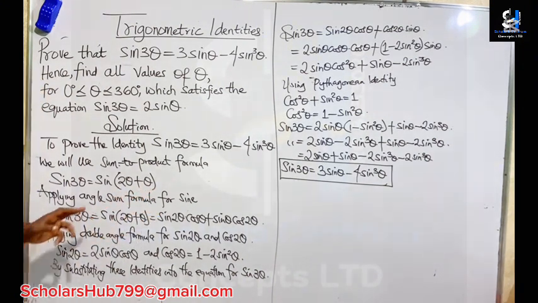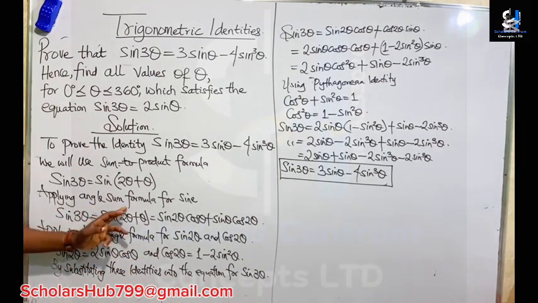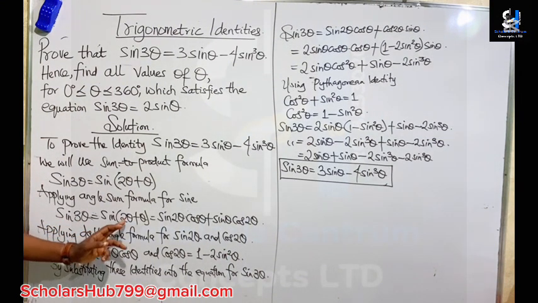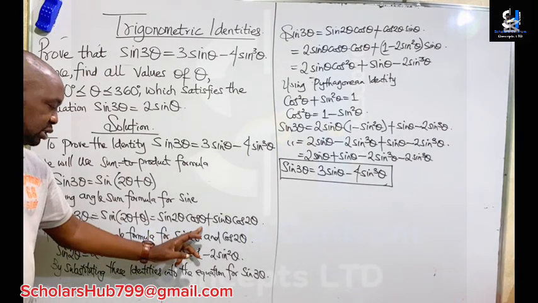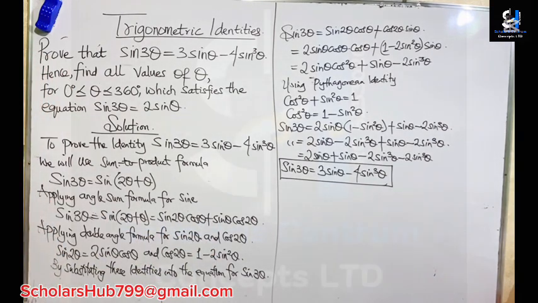And then we know that to obtain the identity for sine, we're going to make use of what we call the angle sum formula for sine. So sine 3 theta equals sine of 2 theta plus theta, and that will be sine 2 theta cos theta plus sine theta cos 2 theta.